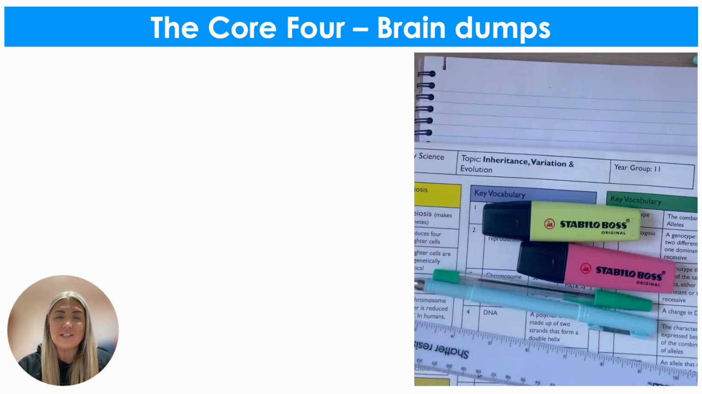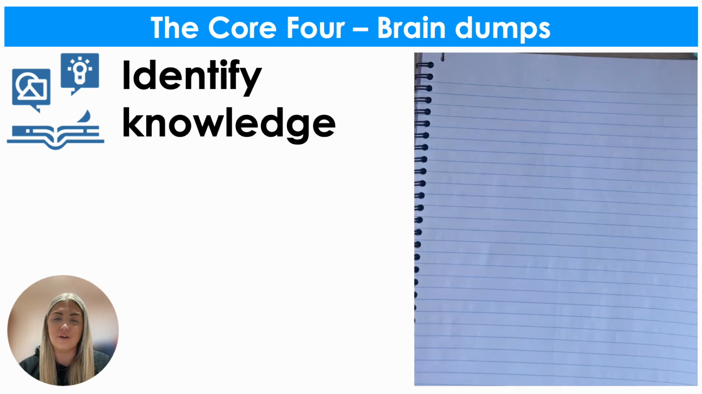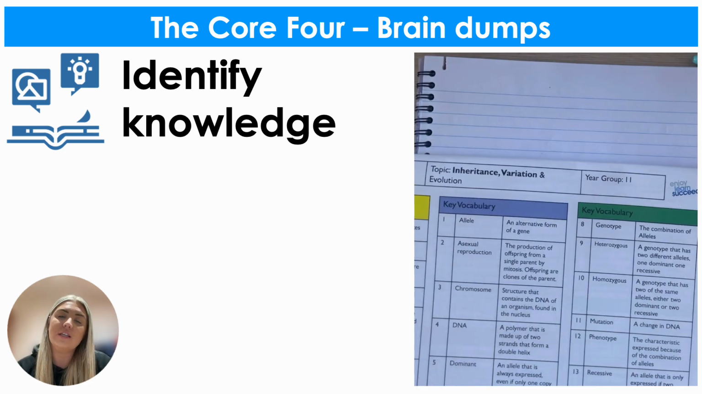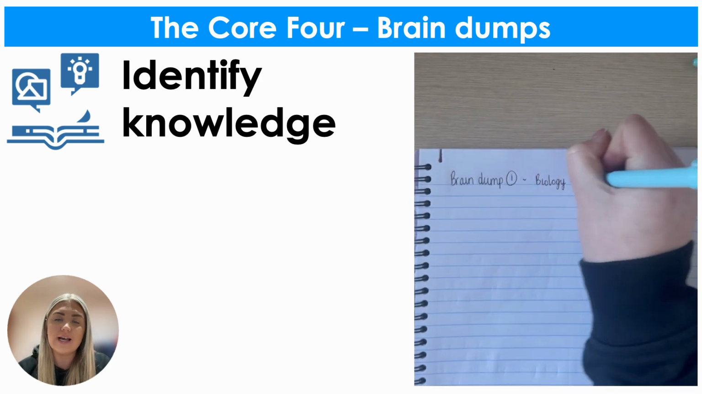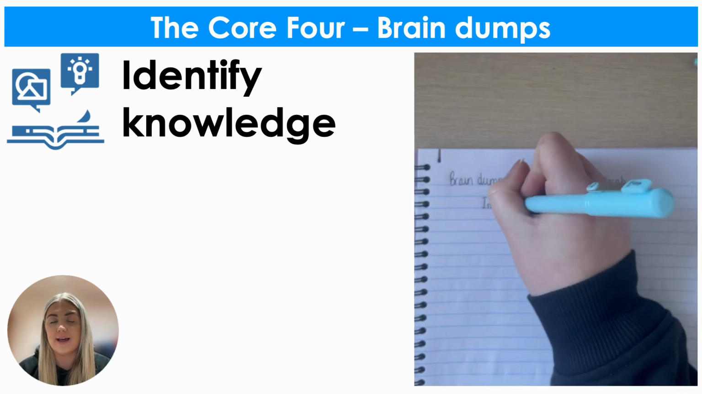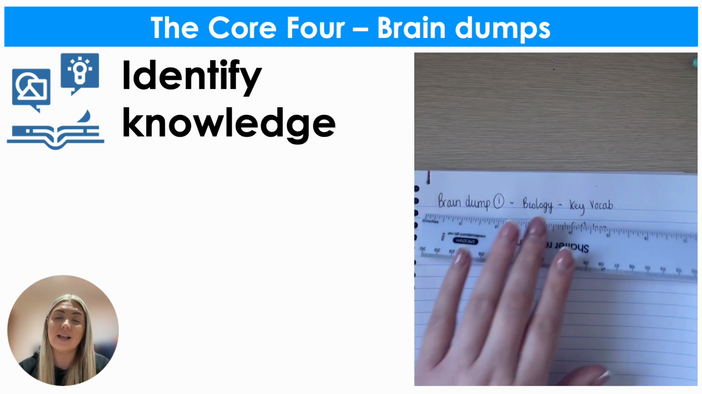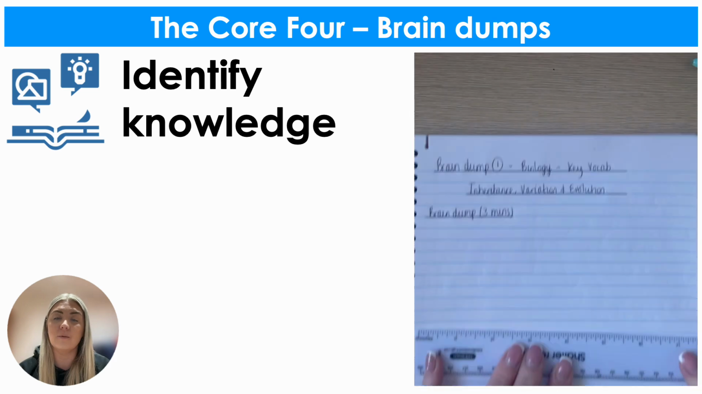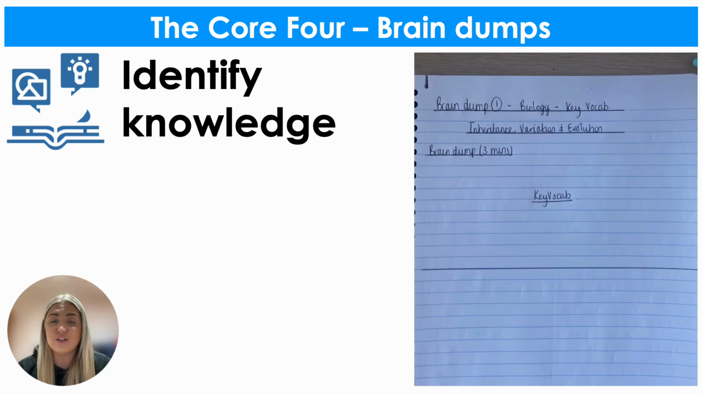So as always, we're going to start off by identifying the knowledge. As you can see from this video, I've chosen the area of the knowledge organiser that I want to work on, and I'm just starting by giving my clean page a title and a date and stating how long I'm going to do my brain dump for. I'm doing it on the key vocabulary for biology, and it's really clear there what I'm working on to start with.